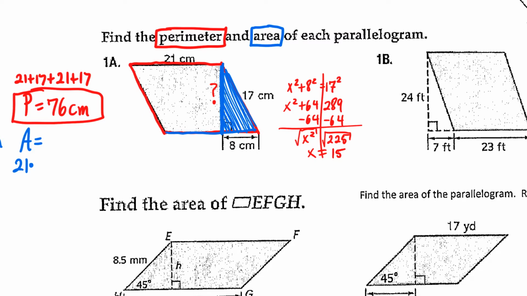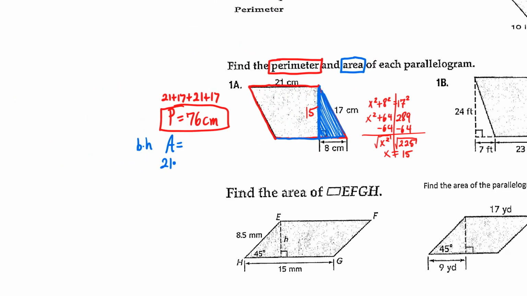But we're not done yet. Oh, we're done with that. It's 15. The height is 15, though. No, I'm talking about overall. Oh, okay, yeah. So the height is 15, so the base is 21 times the height of 15. 315. 315 what? Centimeters squared.